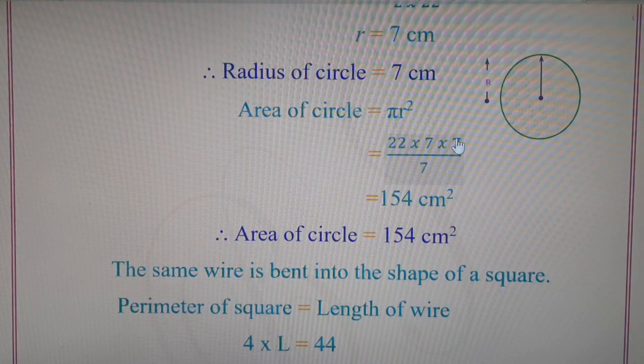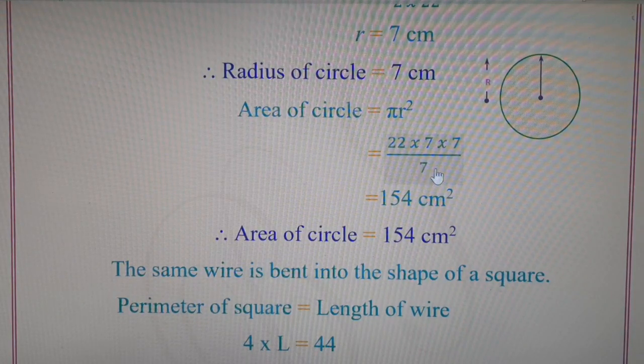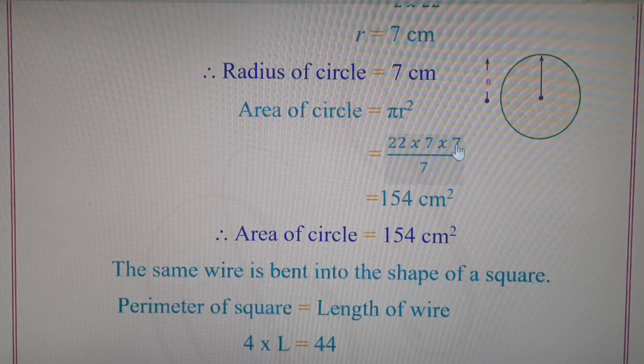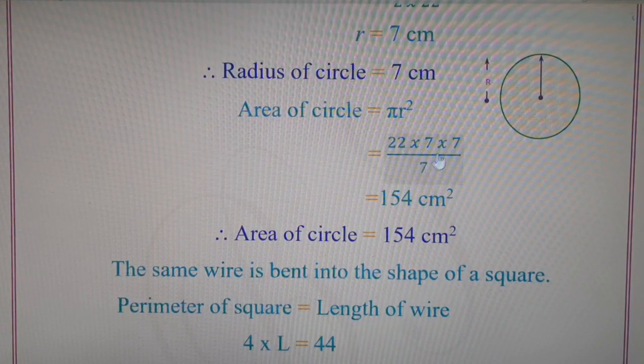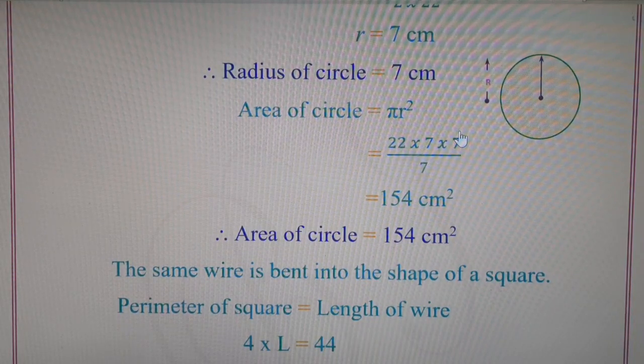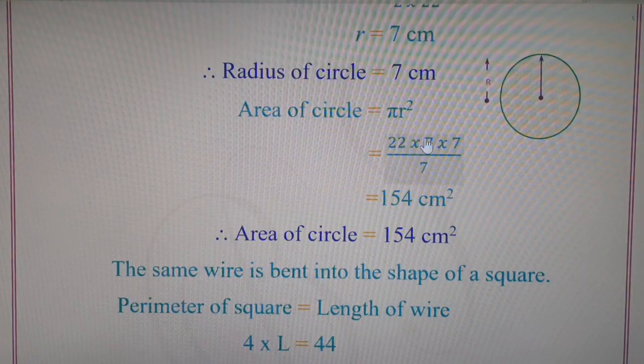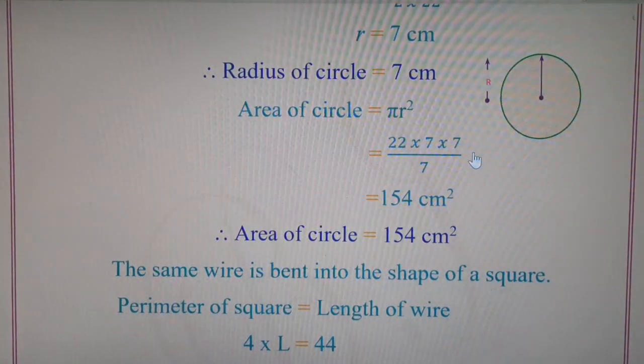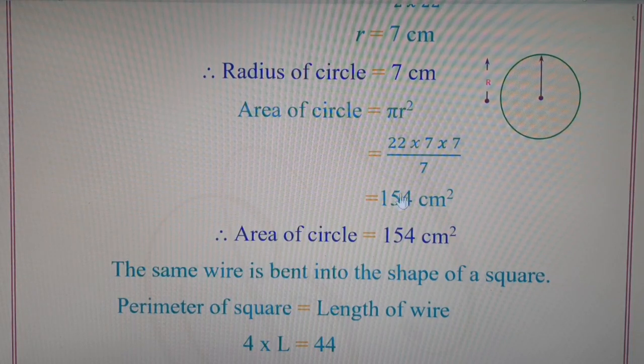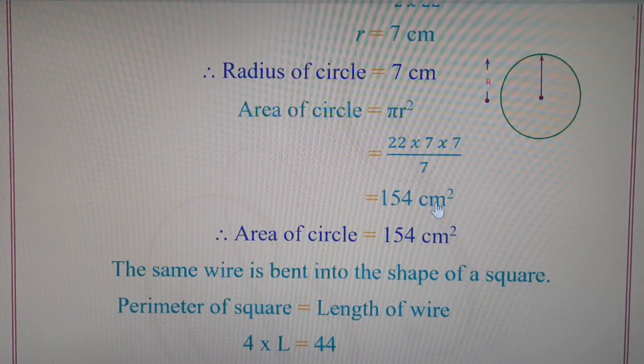One of the 7's will be cancelled from the numerator and denominator, and in the denominator only 1 will remain, because 7 ones are 7 and 7 ones are 7, so we can cancel. Denominator 7 is cancelled with 7 table, and numerator 7 is also cancelled with 7 table. So the other 7 will remain, and 22 will remain in the numerator, and in the denominator only 1 will remain. So we will get 22 into 7 whole upon 1. That means 22 into 7 is 154. So in the next step we will get 154 upon 1. So the final answer will be only 154. So the area of the circle is 154 centimeter square.